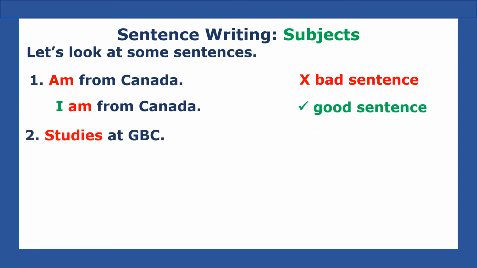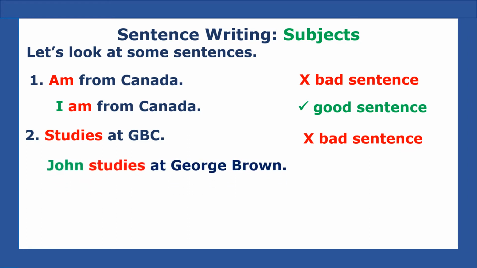Number 2, studies at George Brown College. What's the verb? Studies. Do we know who studies at George Brown College? No, we don't know. So is this a good sentence? No, it's a bad sentence. John studies at George Brown College. Do we know who studies at George Brown College? Yes, it's John. So this sentence is a good sentence because we have the subject John.